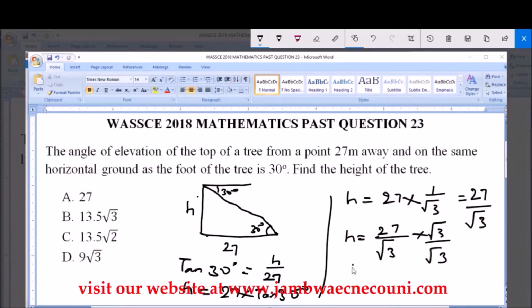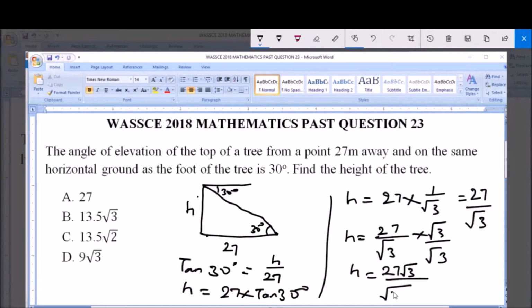So this will give us h is equal to 27 root 3 over root 3 multiplied by 3, and this is equal to 27 root 3 all over root 9. Root 9 will give us 3. So now 3 here is 1 and 3 in 27 will give us 9. So h is equal to 9 root 3, and this is the answer to this question. So the height of the tree is 9 root 3, which is option D.